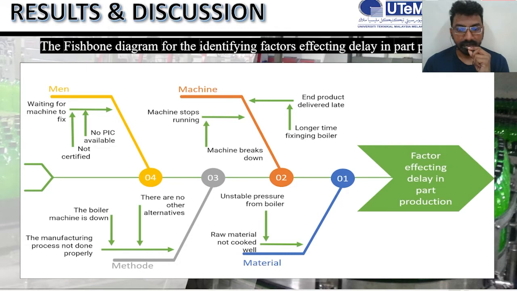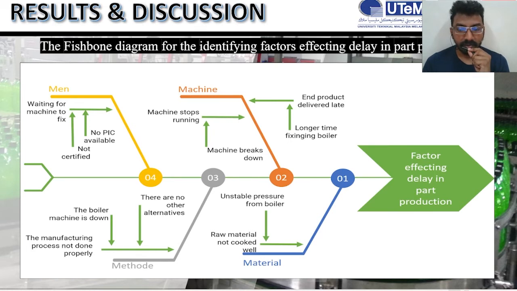Based on this, the machine's main root cause for the delay is the production. The production is delayed due to machine stops during production, and the delivery time of production is delayed due to the long time of fixing. Next, in method, the manufacturing process is not done properly as the machine is down more often and there are no other alternatives available.